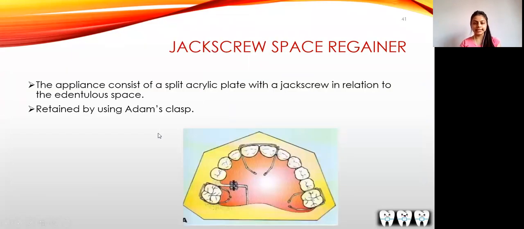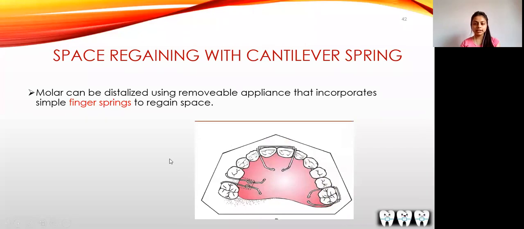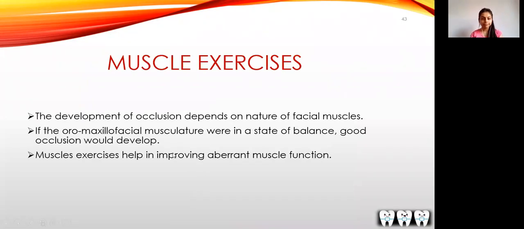Now next is the jack screw space regainer. This appliance consists of a split acrylic plate with a jack screw, which is placed in relation to the edentulous space as seen in the figure, and it creates the distal movement of the molar. It is retained by using Adams clasp. Next is space regaining with the help of cantilever spring. The molar can be distalized using a removable appliance that incorporates a simple finger spring to regain the space.